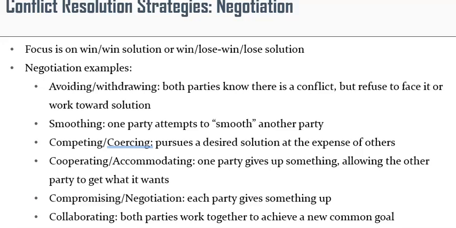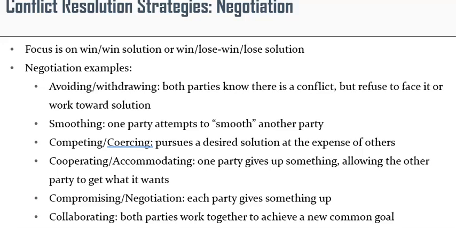Another negotiating example is smoothing. One party attempts to smooth another party. This is often used to preserve or maintain a peaceful work environment. The focus can be on what is agreed upon, leaving conflict largely unresolved. Smoothing is usually a lose-lose solution.